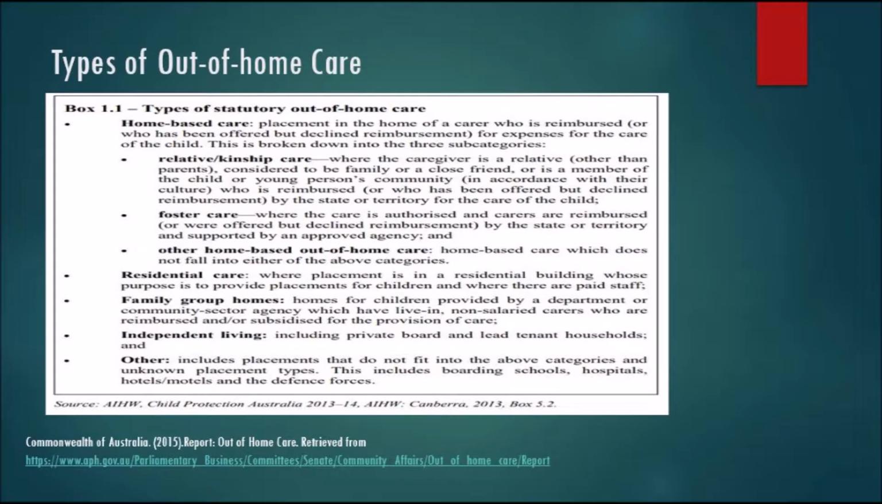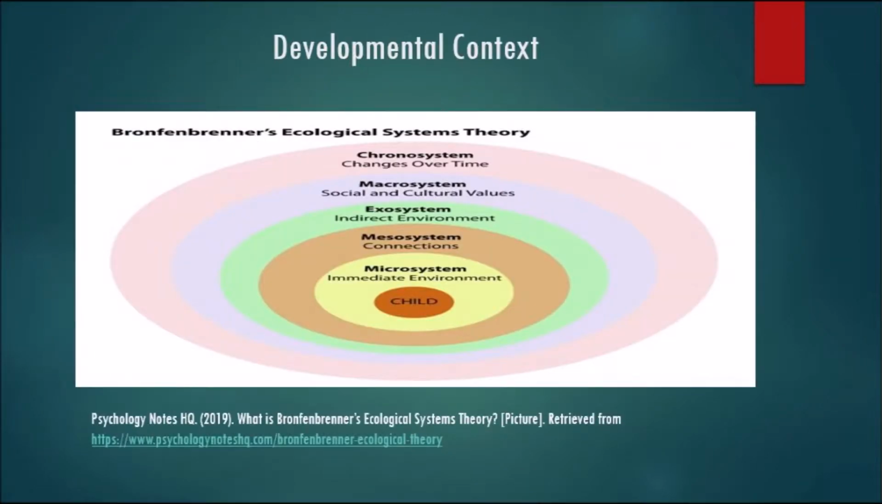Relative or kinship care. It is preferred to keep the child in their local community where possible, as support networks and extended family connections are protective factors. Familiar networks will reduce risk factors such as isolation. Foster care placements. Authorized carers are reimbursed and supported by an approved agency, for example Anglicare, or residential care with paid staff and supervision. Children are influenced by their environment.